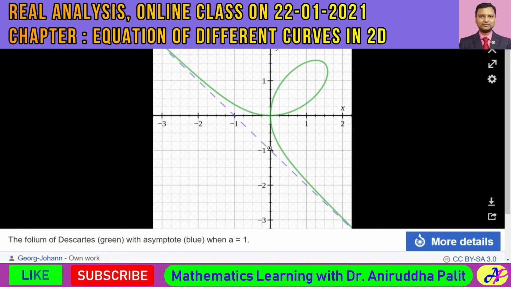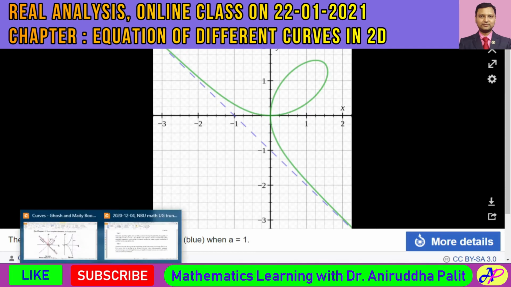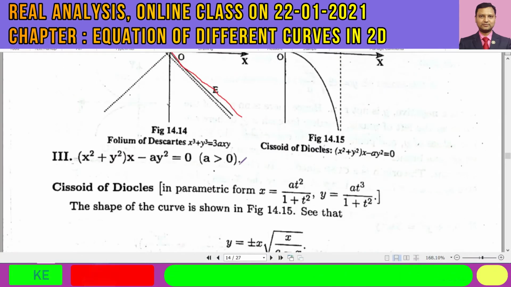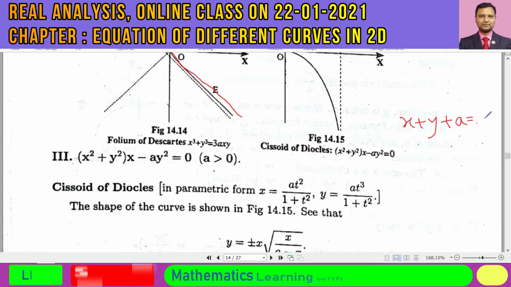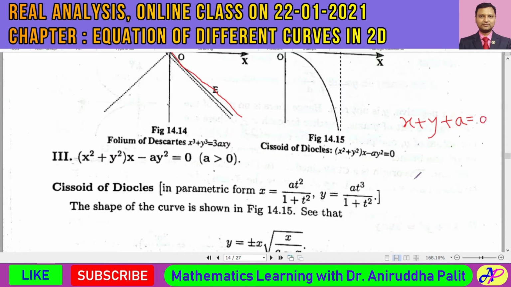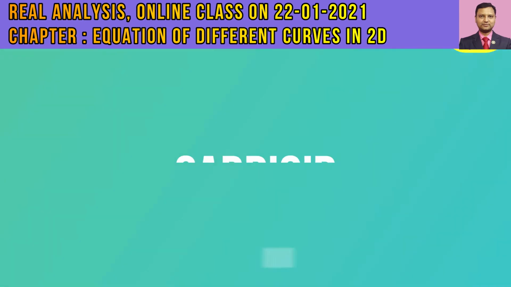An equation of this kind of dashed line, one can prove that the equation of that asymptote would be x plus y plus a is equal to 0.